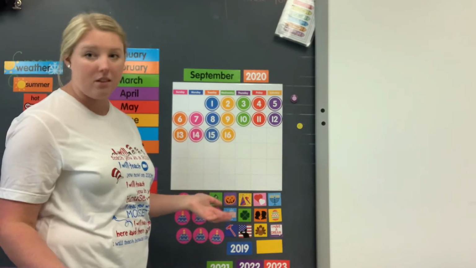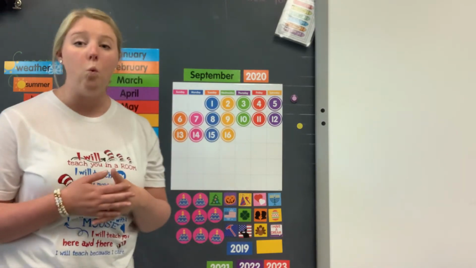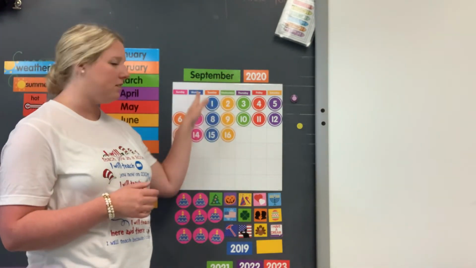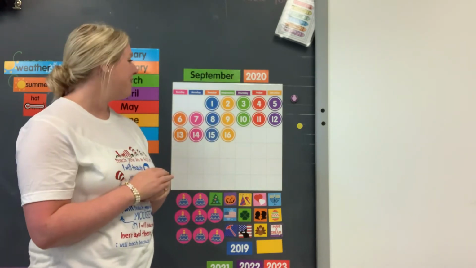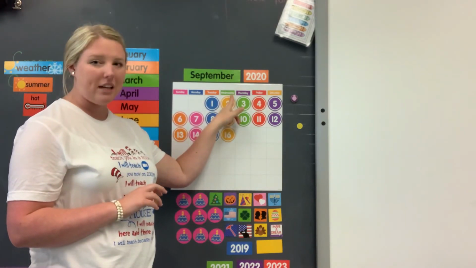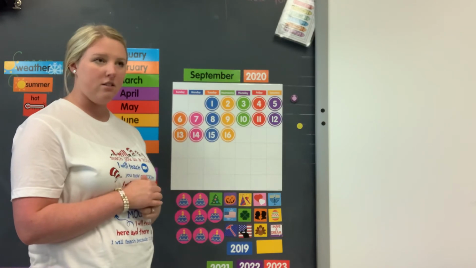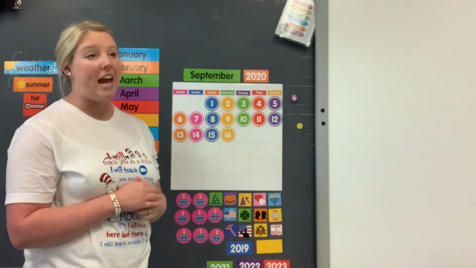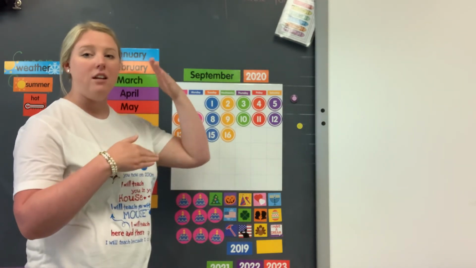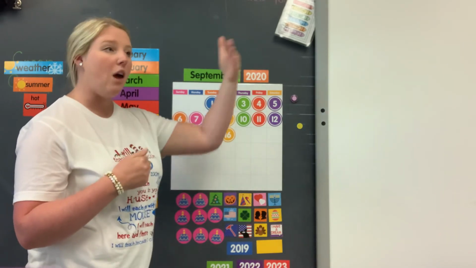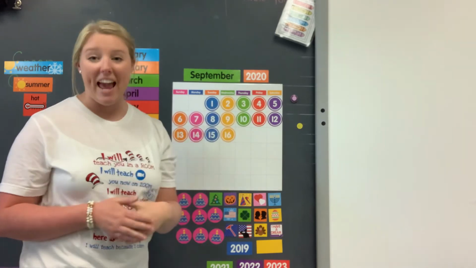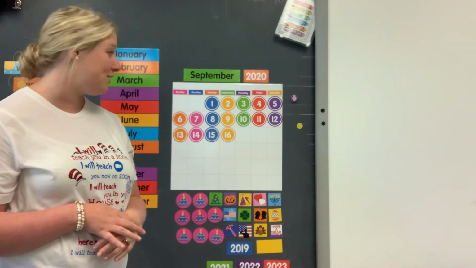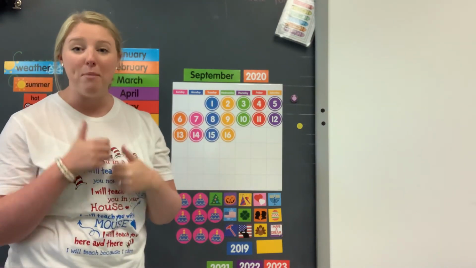Let's talk about our days of the week. If today is Wednesday, go backwards. What was yesterday? If today's Wednesday, what was yesterday? Tuesday. Tuesday comes before Wednesday. Tuesday, Wednesday, what will tomorrow be? Tuesday, Wednesday, Thursday. Tomorrow's going to be Thursday. Good job, boys and girls.